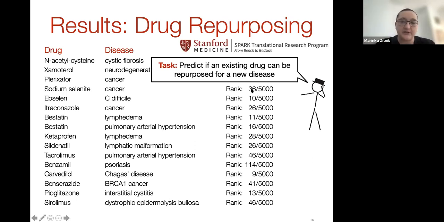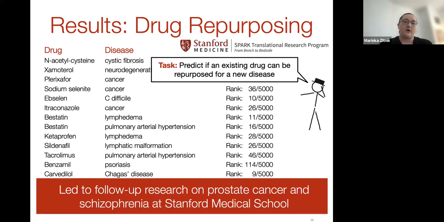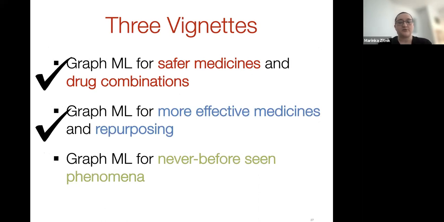And if you look at these other ranks for other drug-disease pairs, we can see that in many cases, the drugs that were indeed repurposed for the diseases were predicted highly and were ranked close to the top of the prediction lists. And so that led to exciting follow-up research that we have had on identifying repurposing opportunities for prostate cancer and schizophrenia with Stanford Medical School. Okay, so that concludes the second vignette.